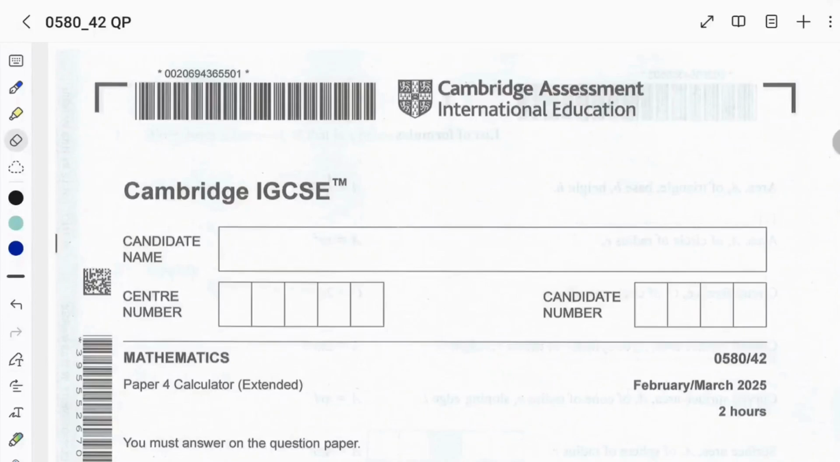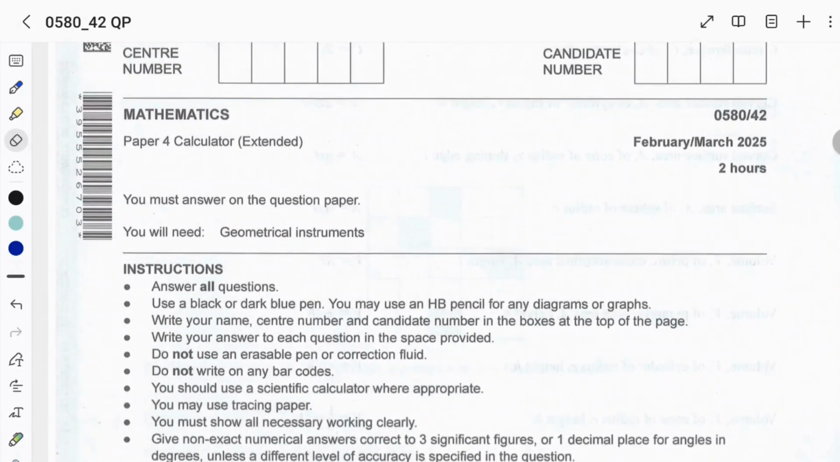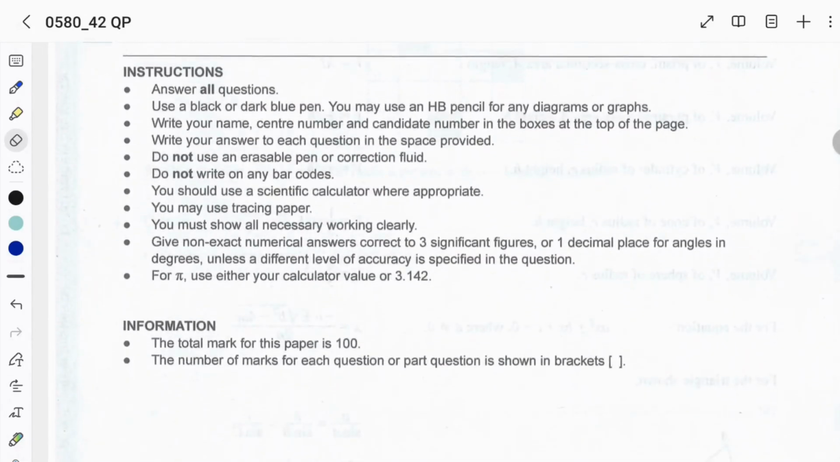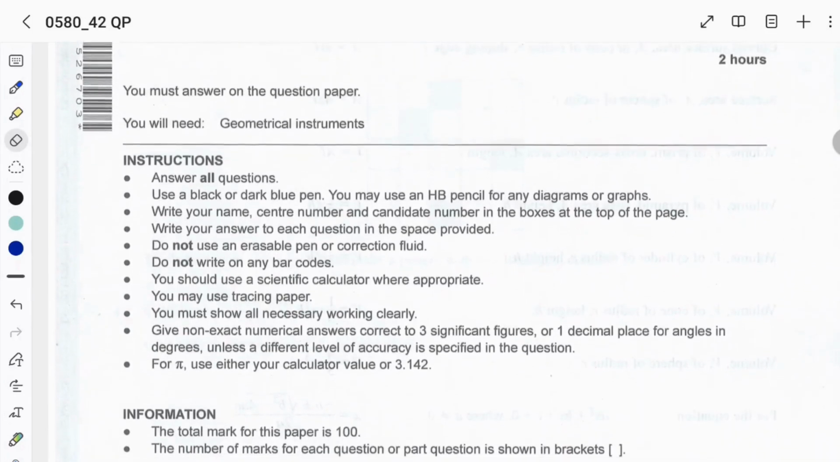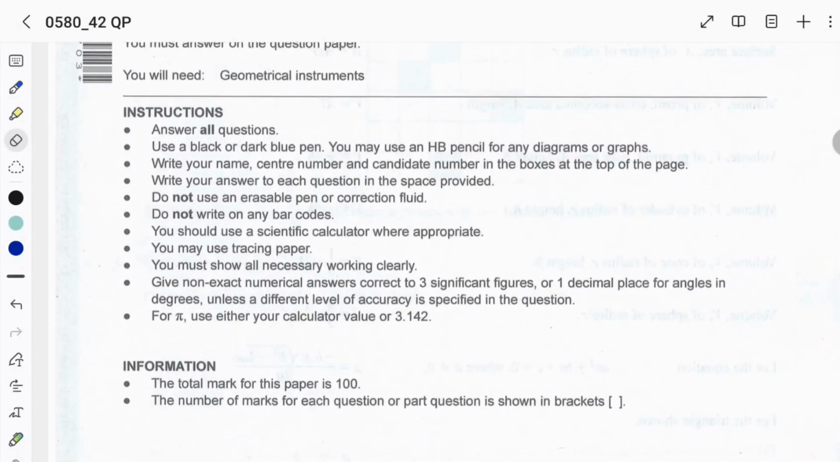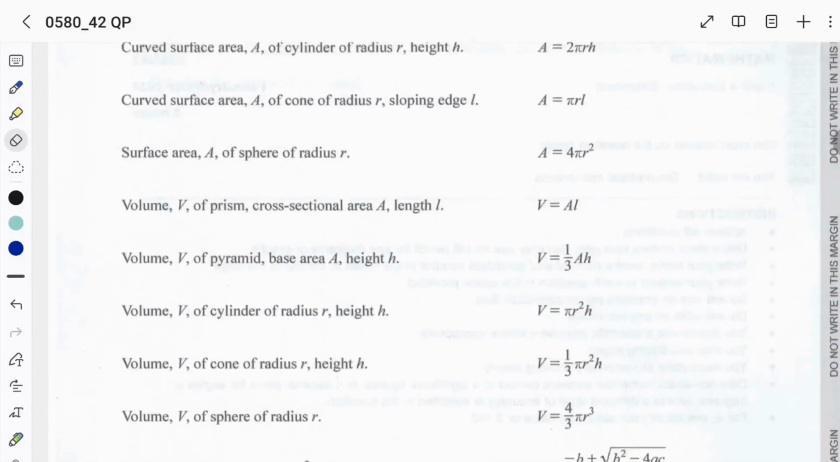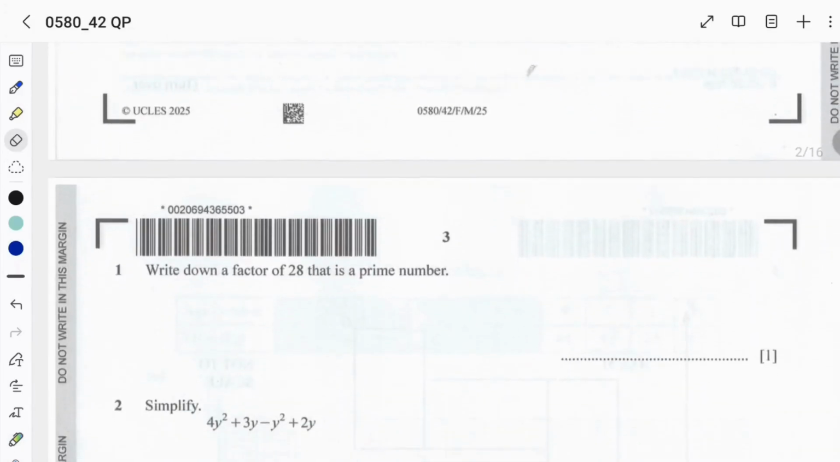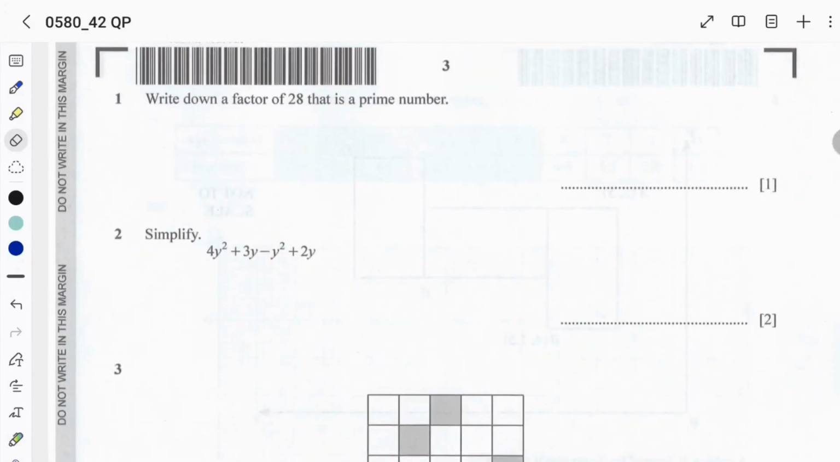Hello everyone. Today we'll solve the newest paper of Feb March 2025 0580 extended paper 4-2. Calculator is allowed. Marks are 100 and timing is 2 hours. The formula sheet is given and instructions are also there. The formula sheet will be given in paper 2 and paper 4 both. Let's start question number 1.